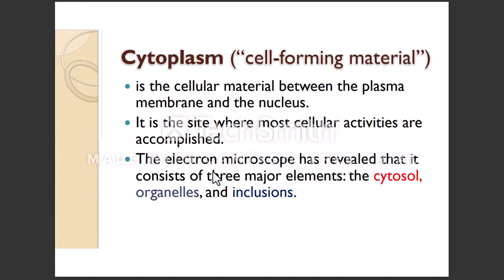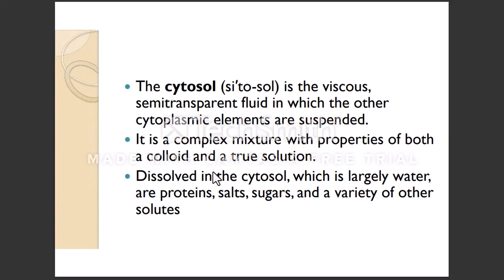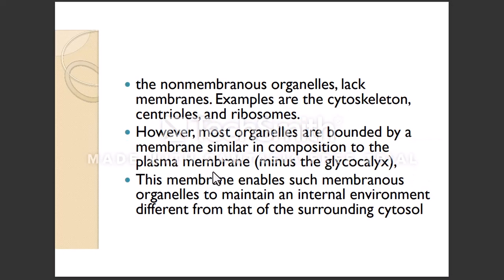Now we are going to look at the cytoplasm and the various organelles found within it. Like I said, the cytoplasm forms the house of organelles. That's where the organelles live. It is the cellular material between the plasma membrane and the nucleus. It is the site where most cellular activity takes place. The cytoplasm is made of a liquid part described as the cytosol. Within the cytosol, we have water and dissolved substances: proteins, sugars, salts, and other solids dissolved within it.